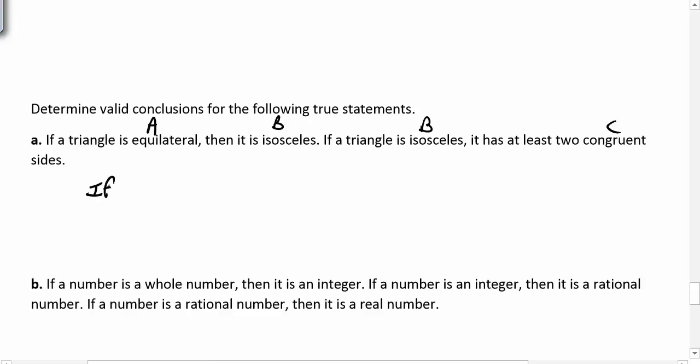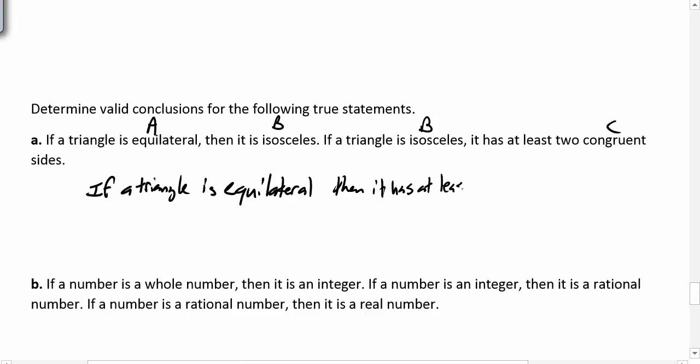We can say if a triangle is equilateral, then, and I'm going to tie in the C statement, it has at least two congruent sides. All right, let's do that with the next statement.